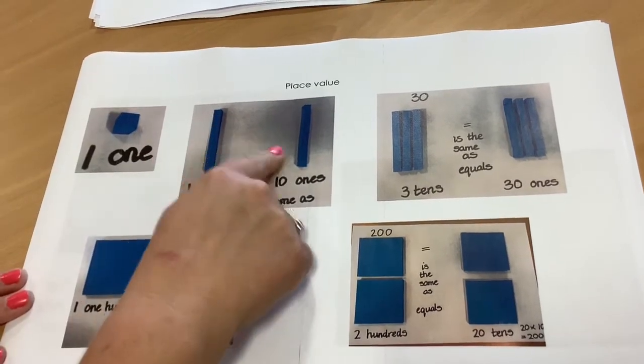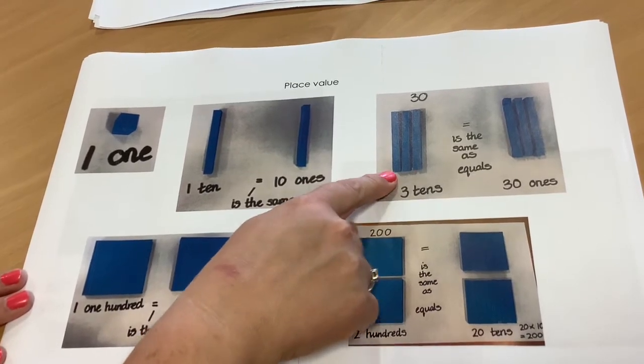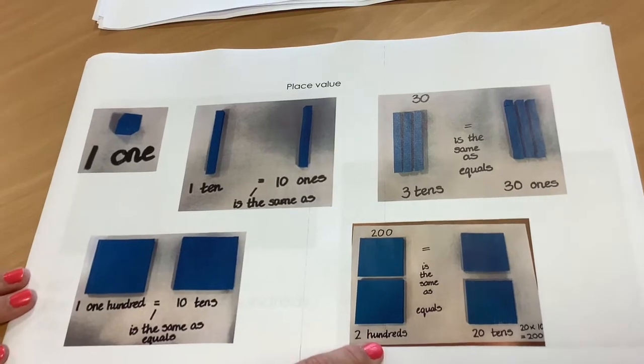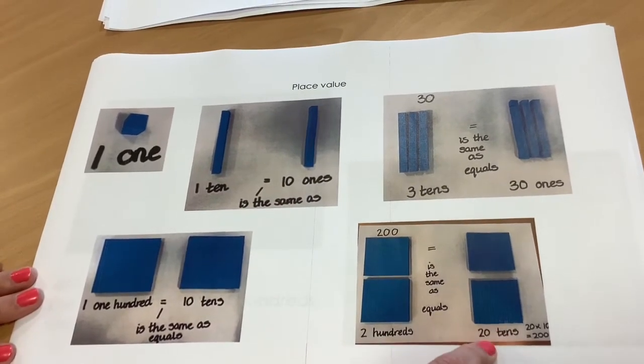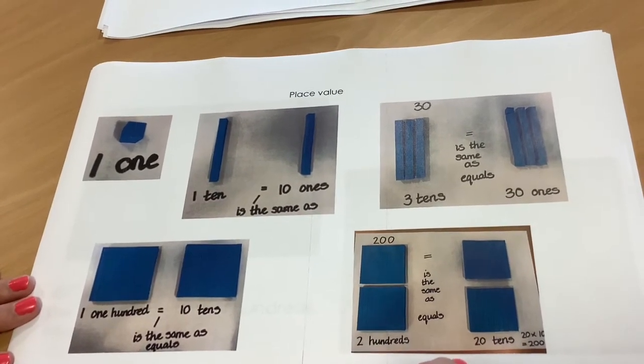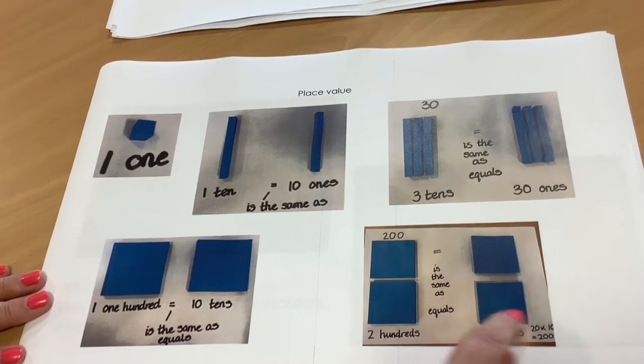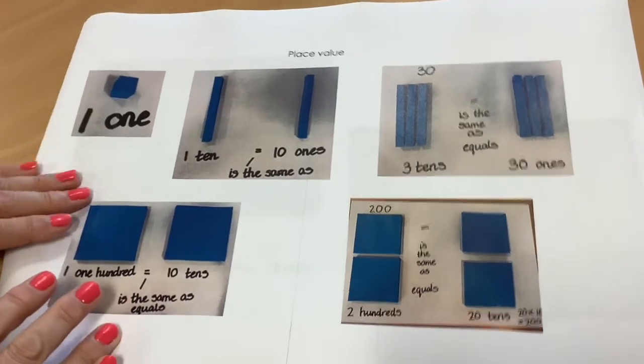Because we know this, we also know that 3 tens would be the same as 30 ones. Or that 200 would be the same as 20 tens. 20 times 10 is 200. 20 tens is the same as 200.